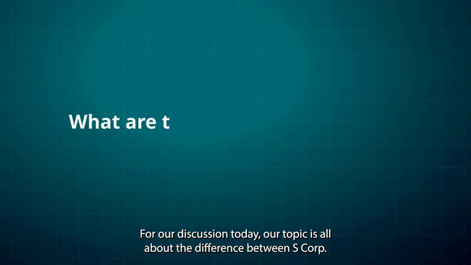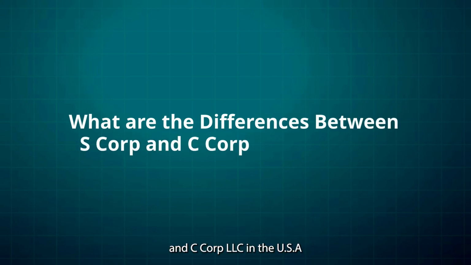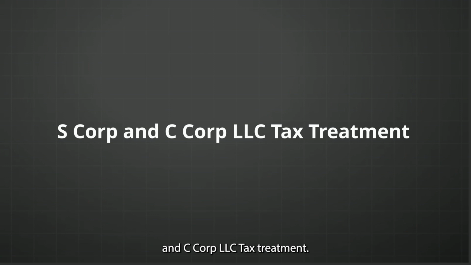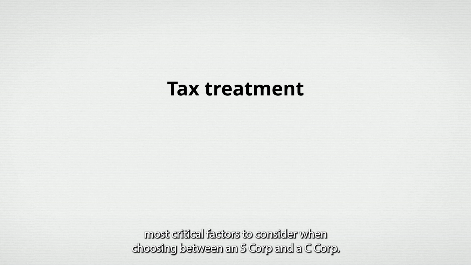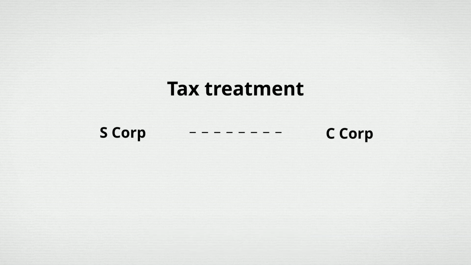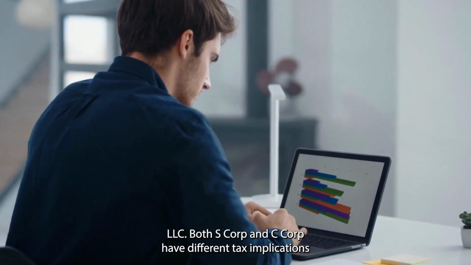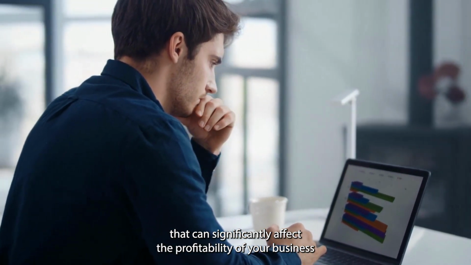For our discussion today, our topic is all about the difference between S-Corp and C-Corp LLC in the USA. Let's start off with S-Corp and C-Corp LLC tax treatment. Tax treatment is one of the most critical factors to consider when choosing between an S-Corp and a C-Corp LLC. Both S-Corp and C-Corp have different tax implications that can significantly affect the profitability of your business.